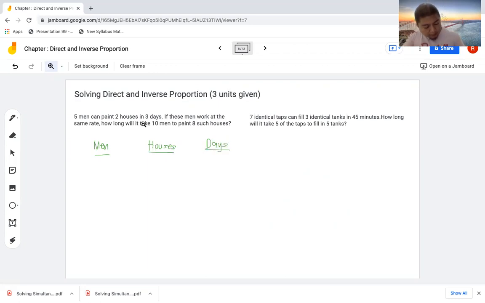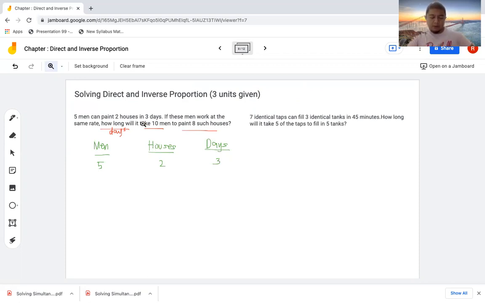And the values will go at the bottom. So let's say men is 5, houses are 2, days are 3. And your aim this time is to look for the number of days it will take for 10 men to paint 8 such houses.